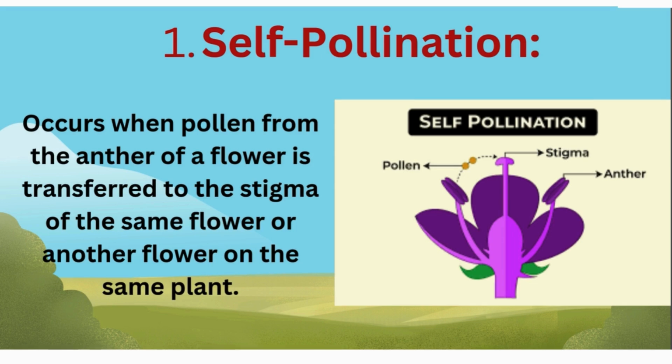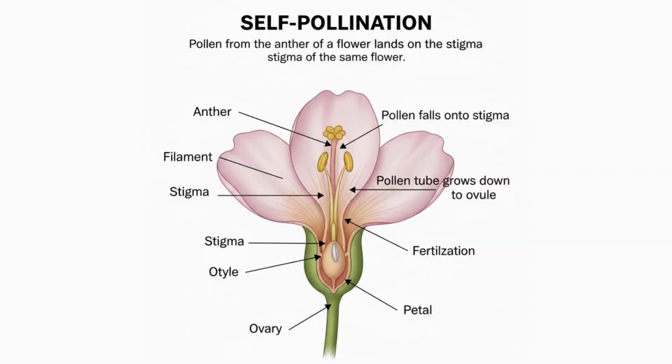This concept can be explained in this diagram: in self-pollination, pollen from the anther of a flower lands on the stigma of the same flower. For example, the flower consists of the two reproductive organs, anther and stigma, in the same flower, so there is an exchange of pollen between these two reproductive organs.